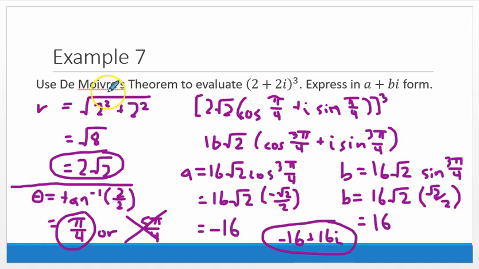This one made us convert it both ways. We had to convert it to polar form and then convert it back to standard form. So just keep this in mind that the formula I've given you only works for polar form, and then pay attention to what form they want your answer in.